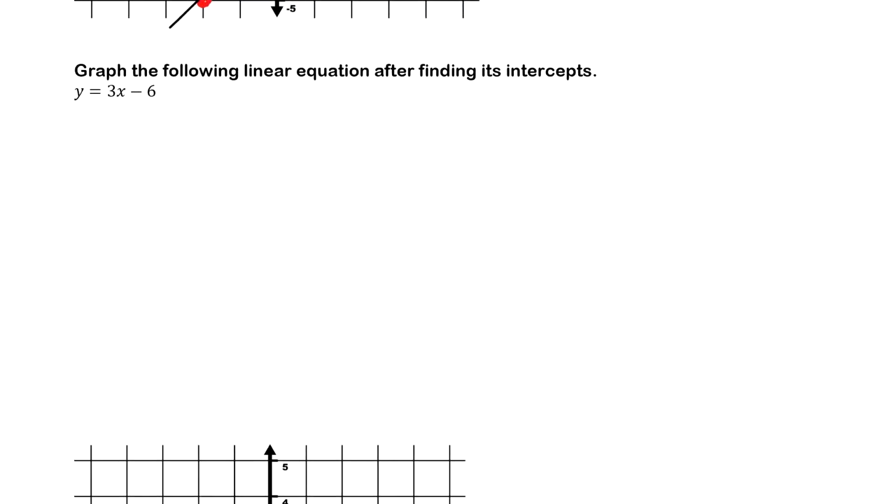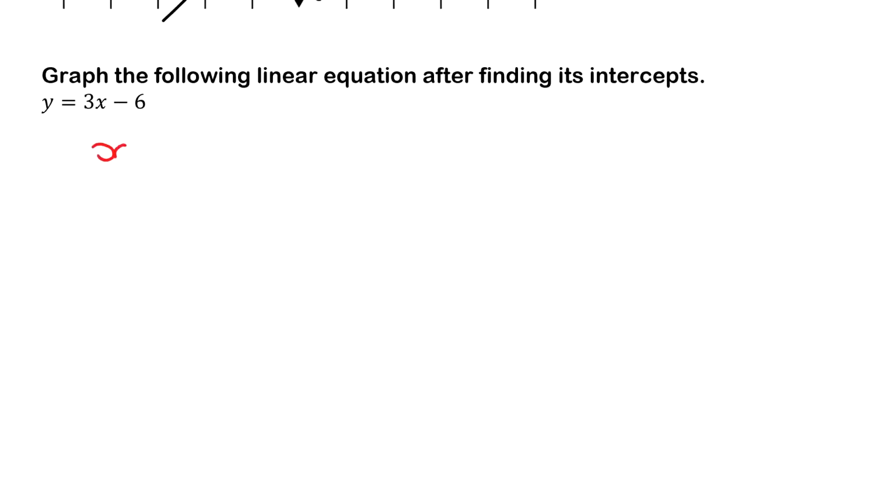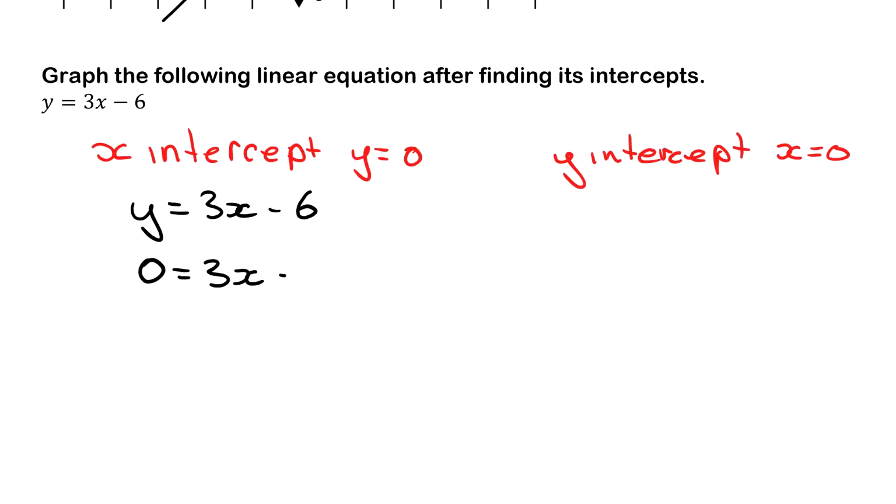Graph the following linear equation after finding its intercepts. So remember, your x-intercept occurs when y is 0, and your y-intercept occurs when x is 0. I like to solve these problems in two columns. Firstly, we're going to find our x-intercept. So y equals 3x minus 6. We substitute 0 in for y, and we have a regular equation, which we can solve.